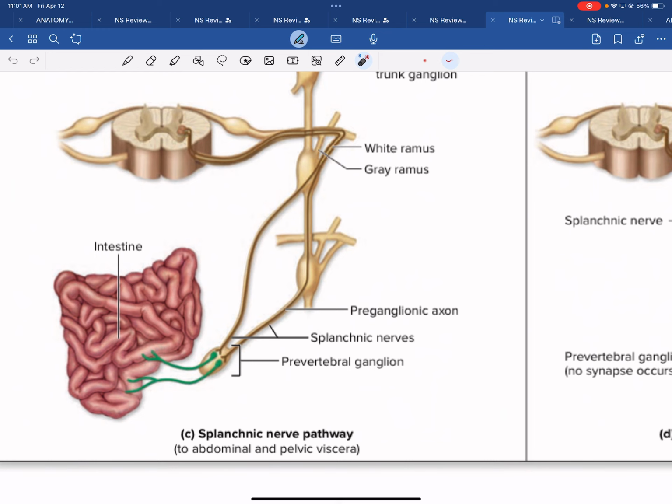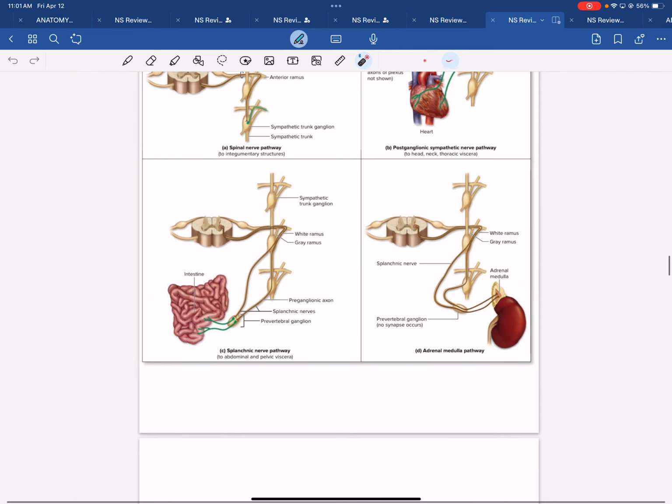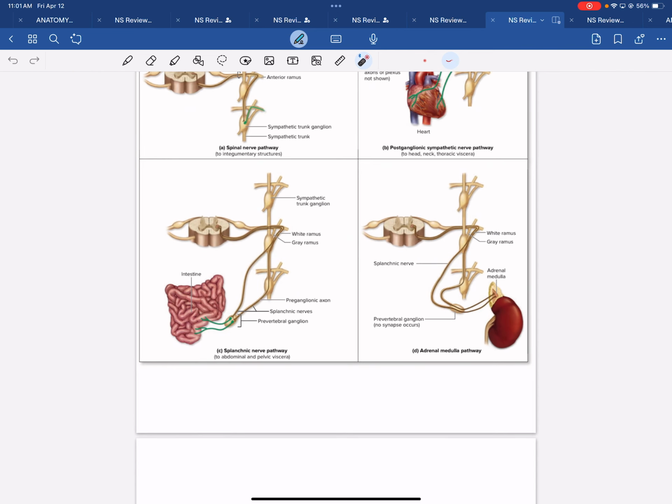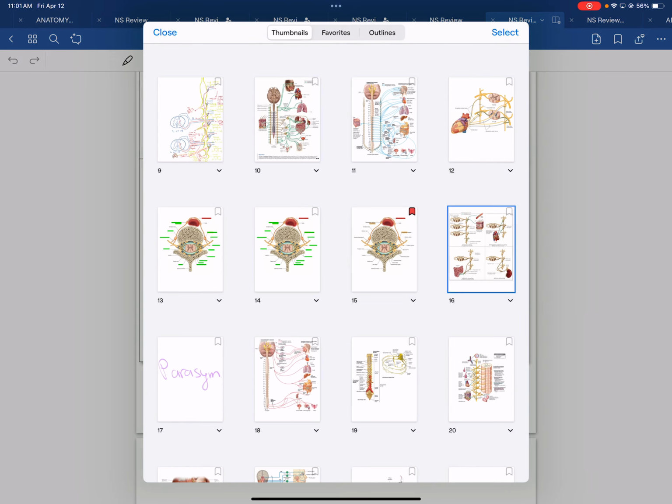Good. Okay, any last questions? Are there also 4 parasympathetic pathways? Oh no, parasympathetic is way easier. Here, let me try to show you.